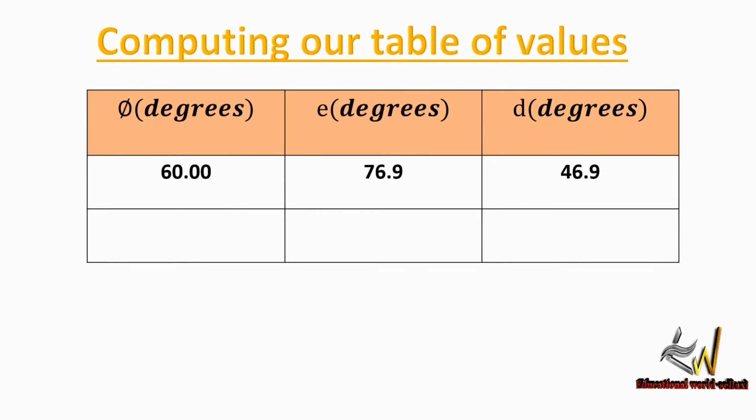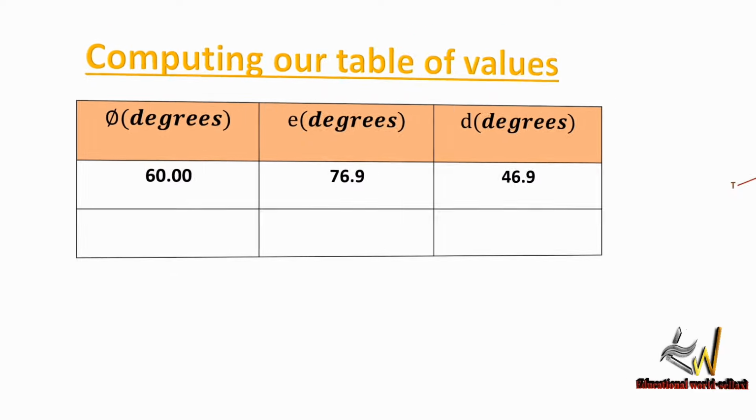Now we move straight to computing our table of values. We can now say that when phi is 60 degrees, the angle of emergence is 76.9 degrees and the angle of deviation is 46.9 degrees.